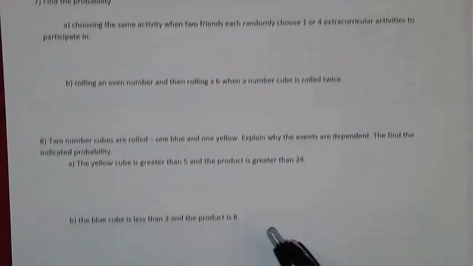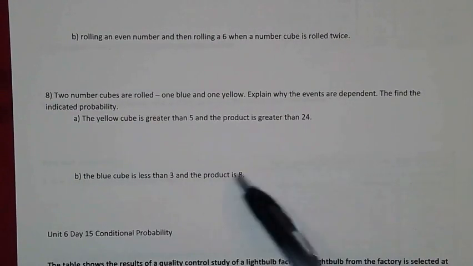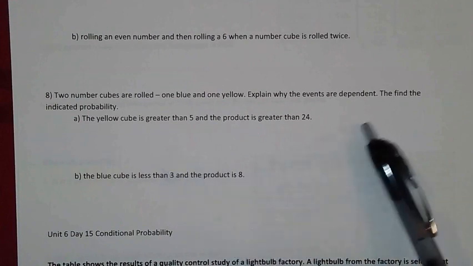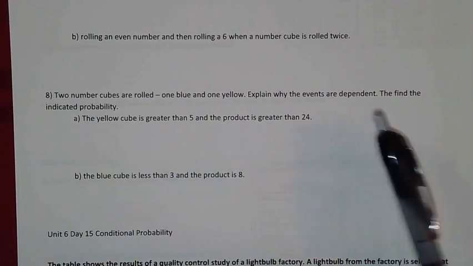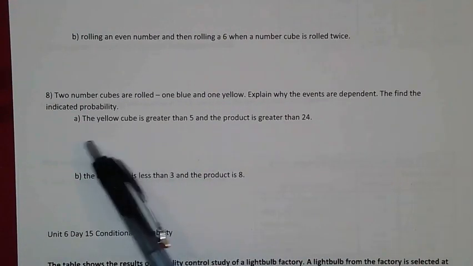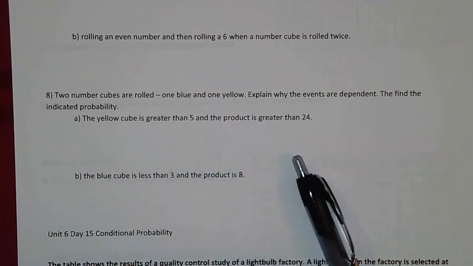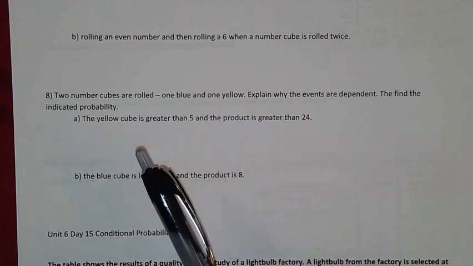Thinking maybe number 8 would be a good one for us to look at here. A couple number cubes are rolled. One is blue and one is yellow. Explain why they're dependent, and then more importantly, let's find the probability. So a yellow cube is greater than 5, and the product is greater than 24.